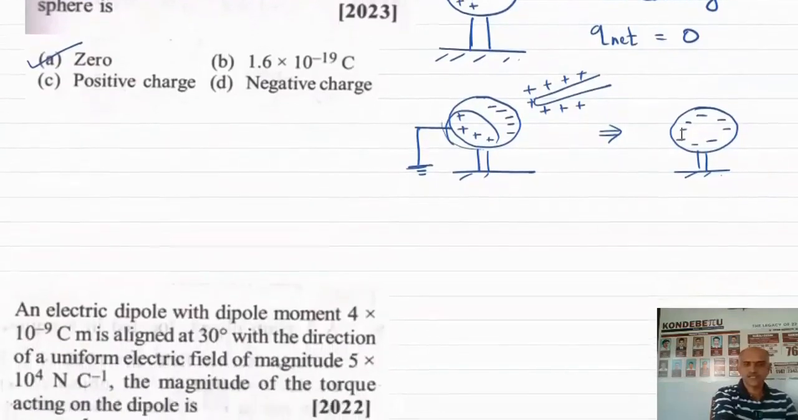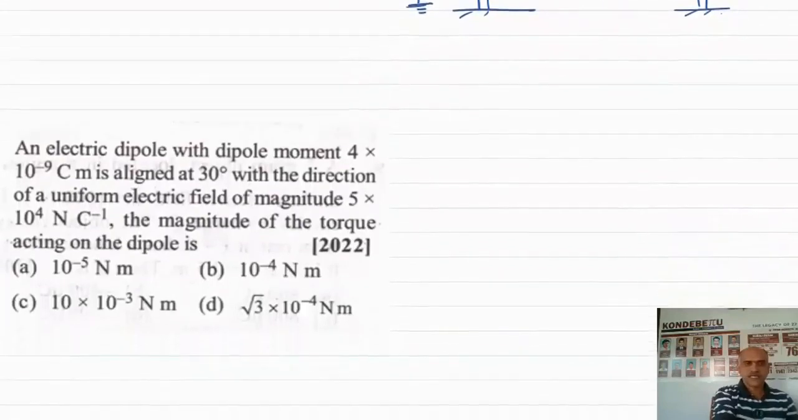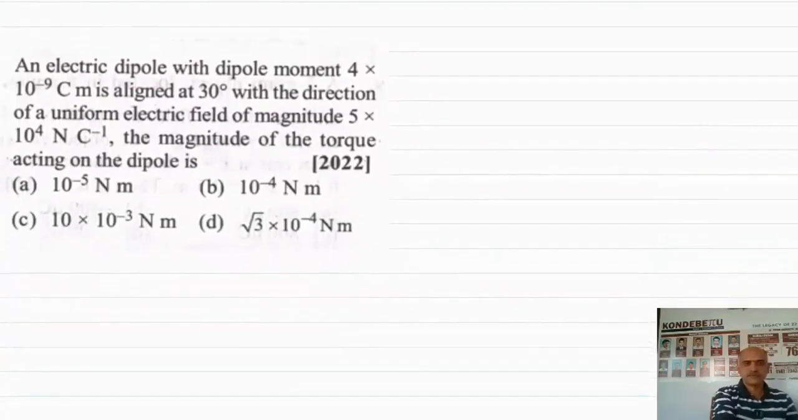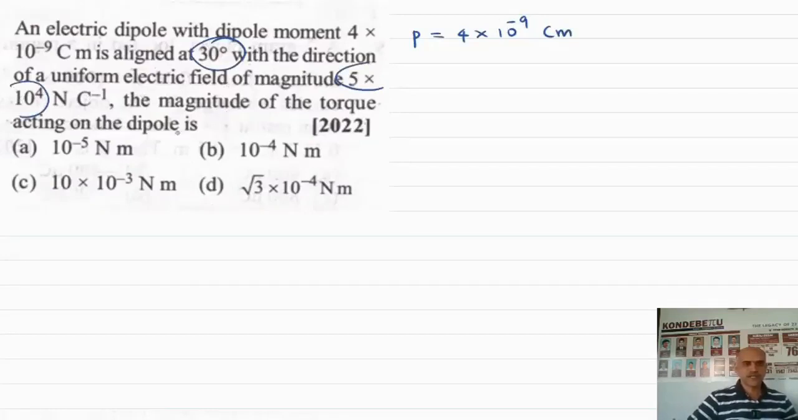So it becomes 0. Next, an electric dipole with dipole moment 4 into 10 raised to minus 9 coulomb meter is aligned at 30 degree with the direction of electric field 5 into 10 raised to 4. The magnitude of torque acting on the dipole.